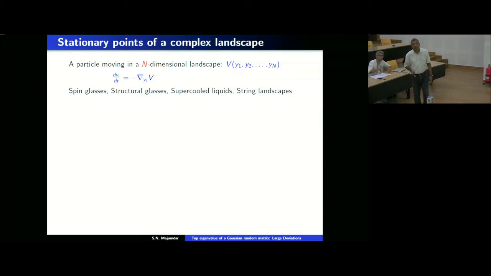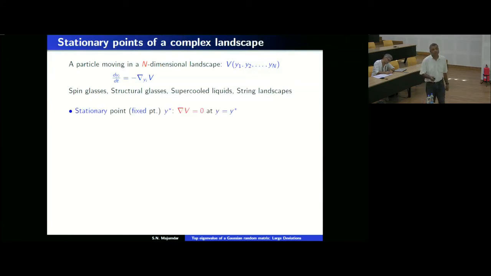So these are the coordinates in the n directions, if you like. And now a particle is basically your system, which is moving in this complicated landscape. Let's think of a simple dynamics, which is just this steepest descent dynamics: dy/dt is just minus grad V. Okay. So stationary point means that the gradient of V is 0, right?